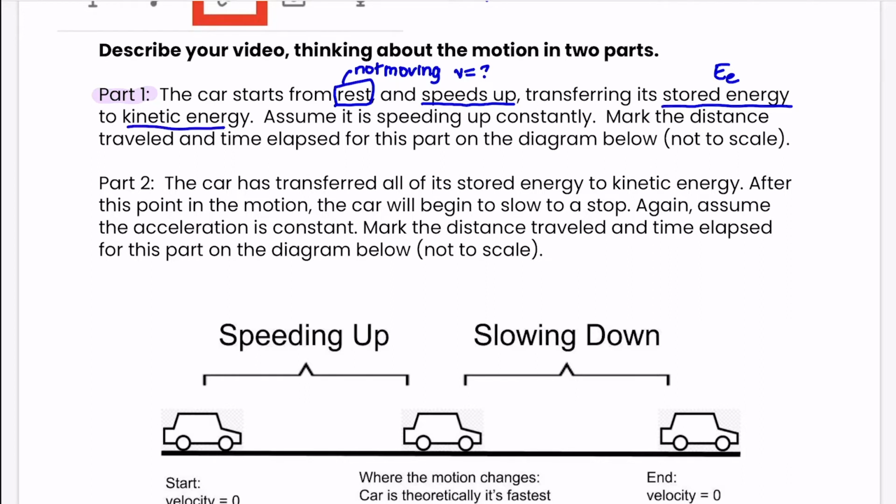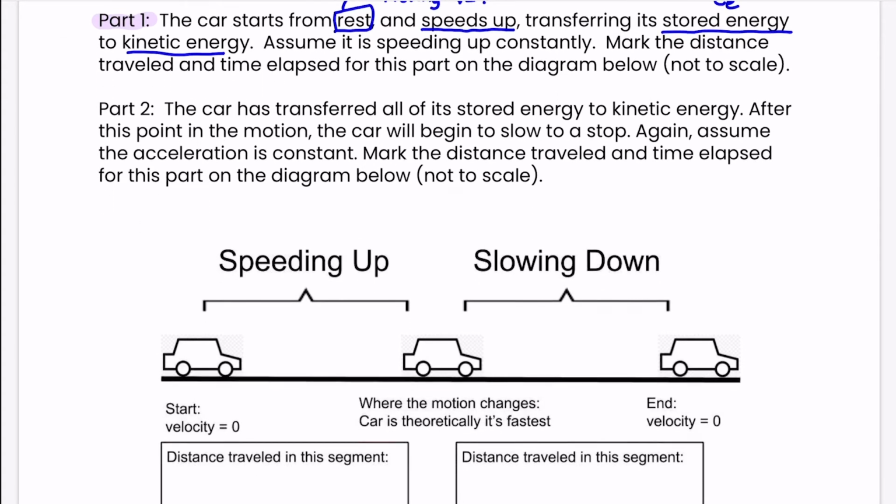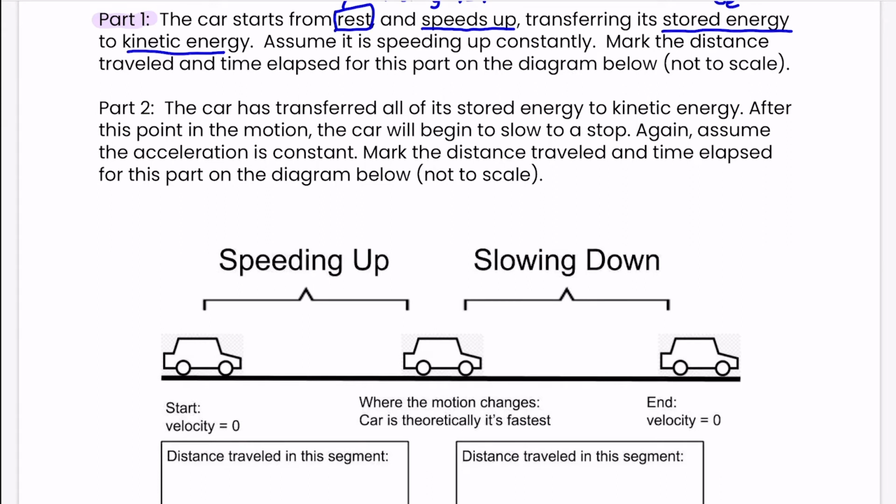Mark the distance traveled and the time elapsed for this part on the diagram below. This diagram is not going to be scaled. You're going to start with 0 centimeters per second, and you're also going to end with 0 centimeters per second. Here's the beginning, this part is your middle, and this right here is your end.